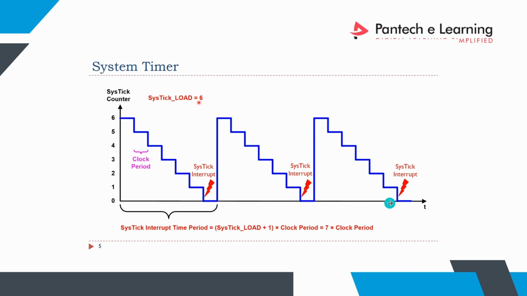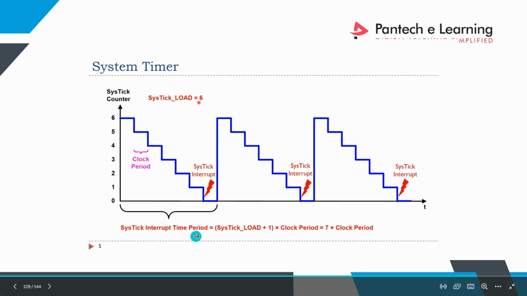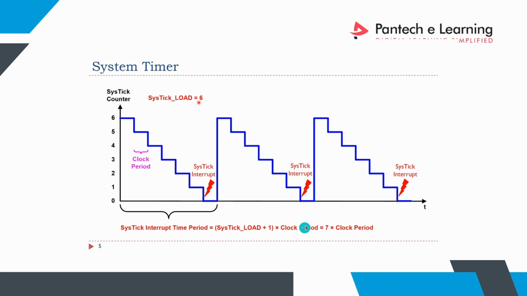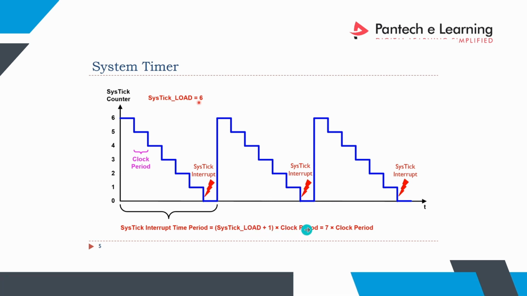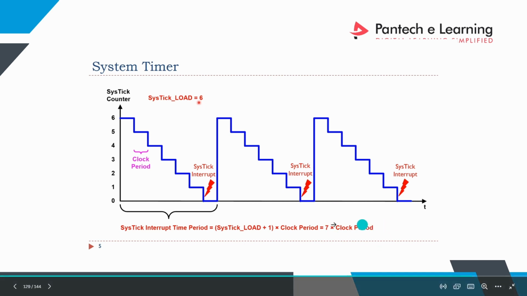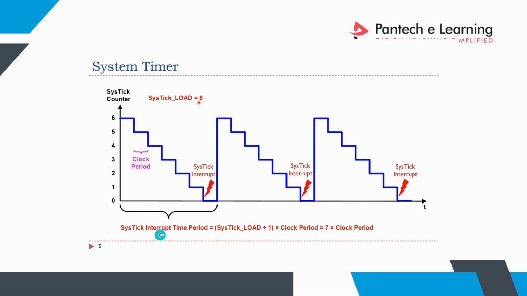This is the process. The system tick interrupt time period can be given by (SysTick load plus 1) times the clock period, or instead of clock period you can use the clock frequency, which in our scenario is 16 megahertz. So we can use (load value plus 1) with the clock to get the system tick interrupt time period. This gives the time period between interrupts.